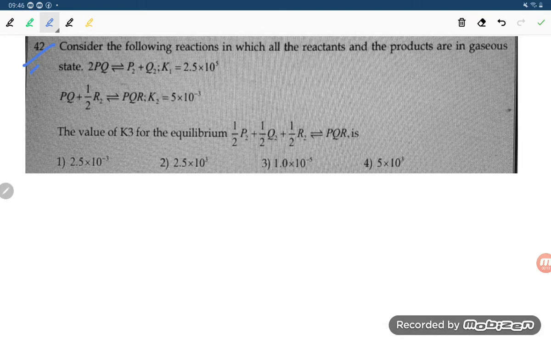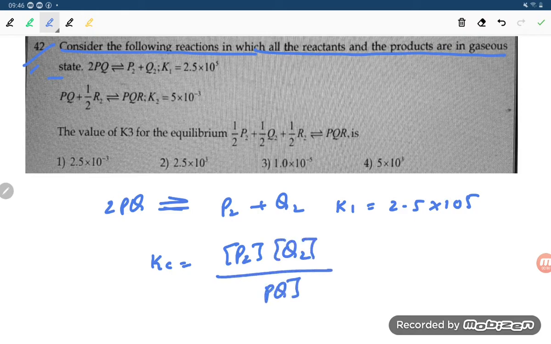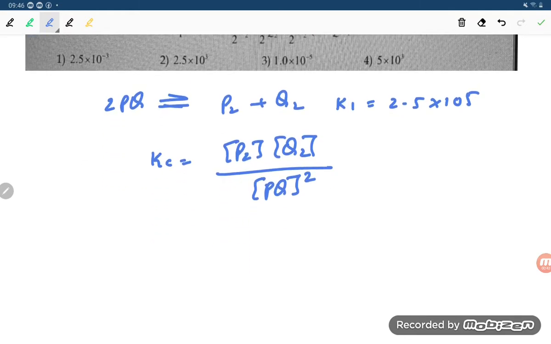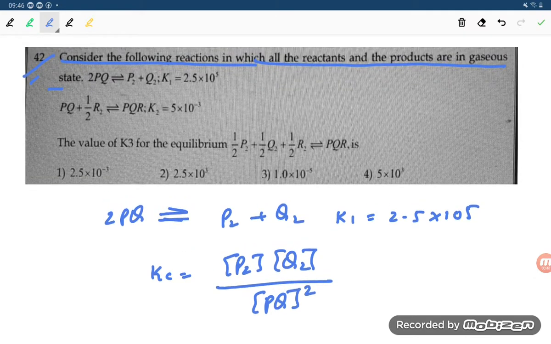So one question is: consider the following reaction in which all the reactants and products are in the gaseous state. 2PQ giving rise to P2 plus Q2, with K1 equal to 2.5 into 10 power 5. You can write Kc is equal to [P2][Q2] divided by [PQ] whole squared.